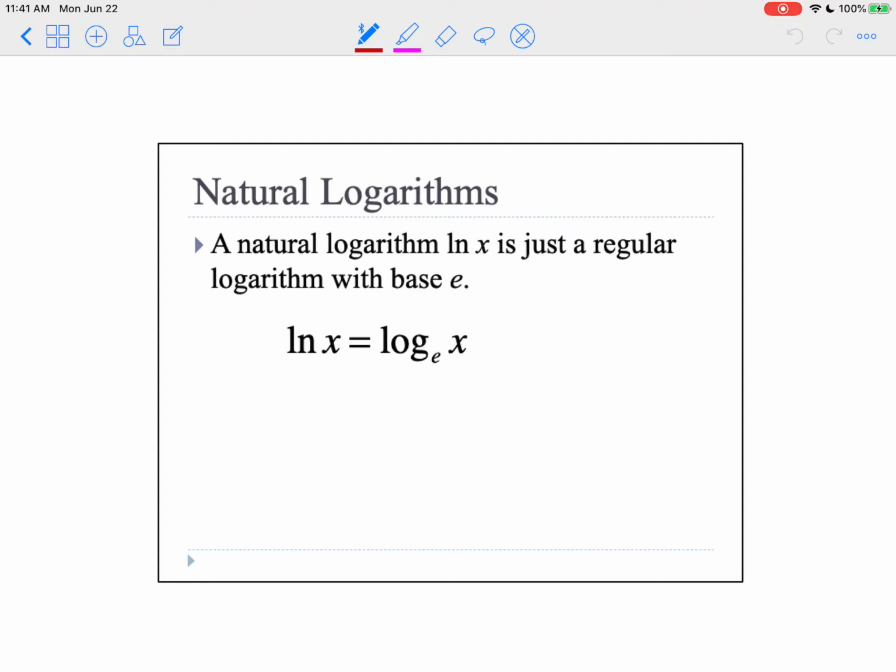We'll talk about natural logarithms in the next video and continue from there.